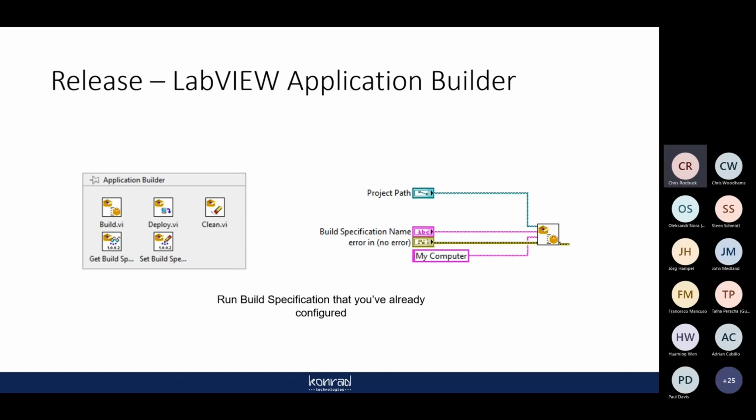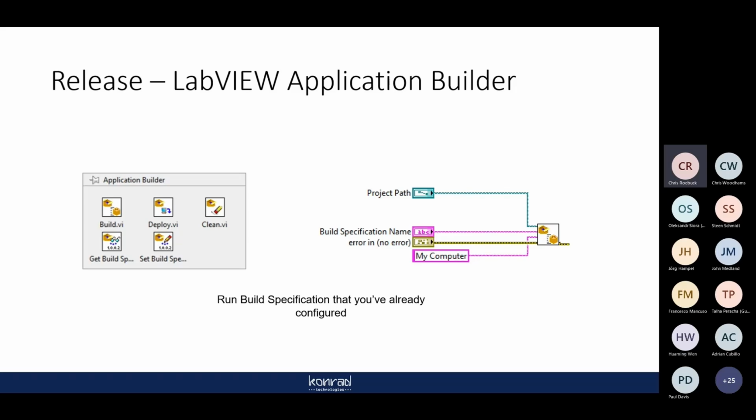And it's pretty straightforward. We provide a build specification name. We provide a path to the project that contains that build specification. We provide a named target for our build and run that VI.